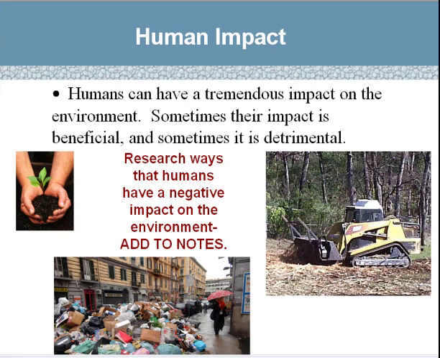Other impacts that we have, some good, some bad. A lot of times we look at it as bad. Deforestation, the idea of cutting down a bunch of trees, we're taking away ecosystems and habitats for certain animals. The amount of trash and garbage and the amount of land that that takes up is definitely having an impact on the environment. There are some good things we can do as well, planting trees, etc.